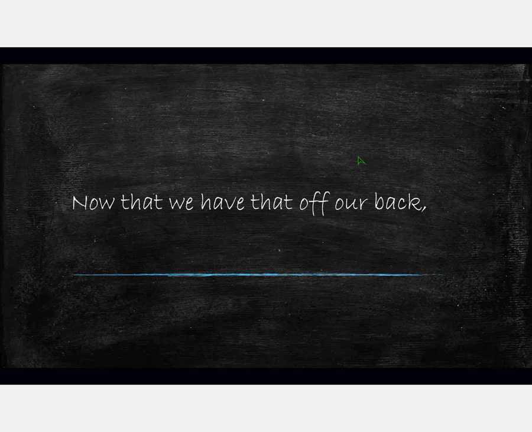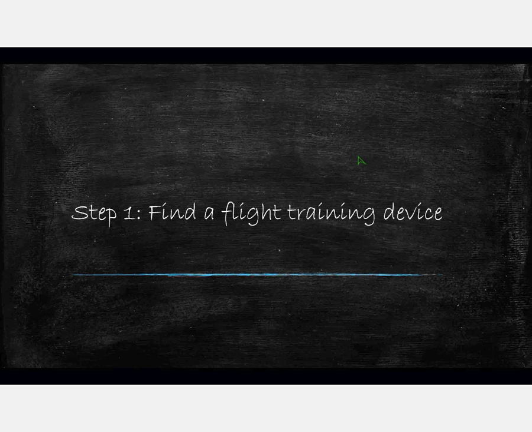So now that we have that off of our back, we can dig in a little bit more and talk about exactly how to do it. How do we use these things and apply it, okay? So step one, find a flight training device. That could be at a local flight school. It could be at a house if they wanted to go to their house and do it, get components.